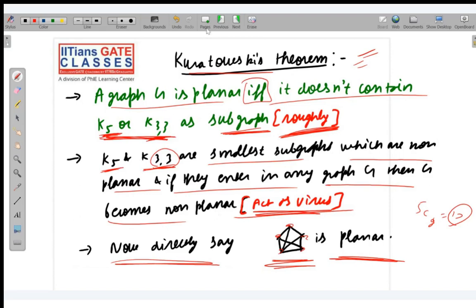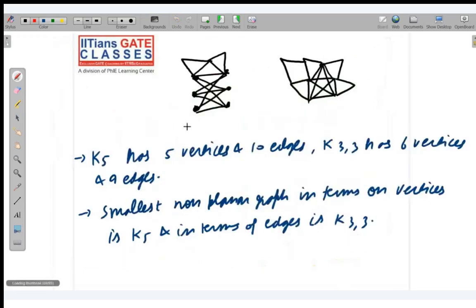Okay, so now see this. I will say this is K33, and here I have done some decoration, so it is not planar, because K33 is a subgraph here. Similarly here you can check that out. This is K5, and here I have done some decoration, so it is not planar.